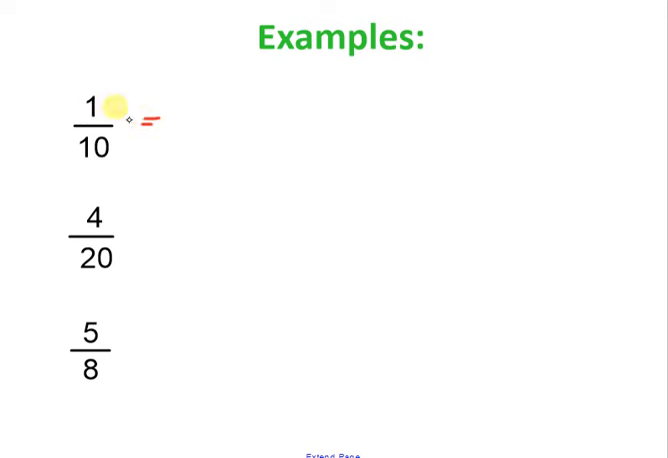Now, here we have 1 over 10. Now, that will work for option number 1. So that will be 1/10. How do you write that in word form? 1/10, which is 0.1.